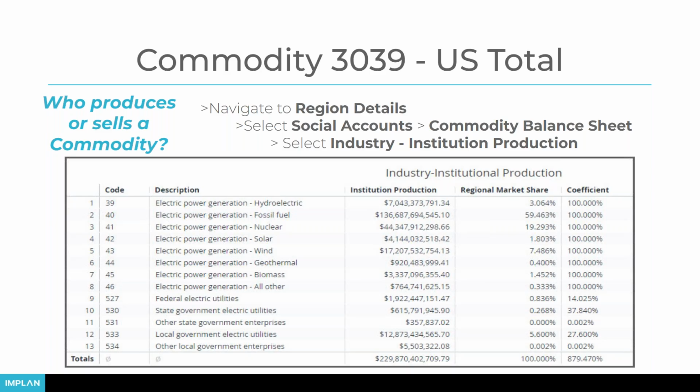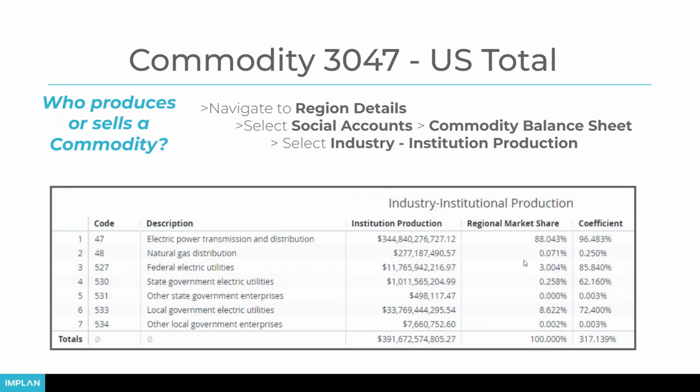The totals that I have here are for the US. So just looking at this, you can see that energy is produced by 13 separate industries in the US. 60% of it comes from the fossil fuel plants, Industry 40. 20% comes from that nuclear industry, which is Industry 41. And we see that a small percentage, 5.6, comes from local utility companies.